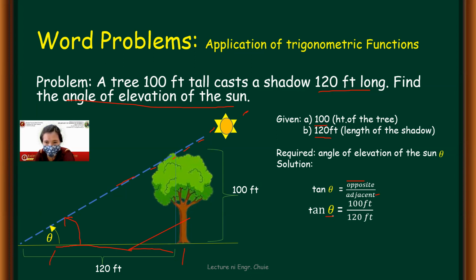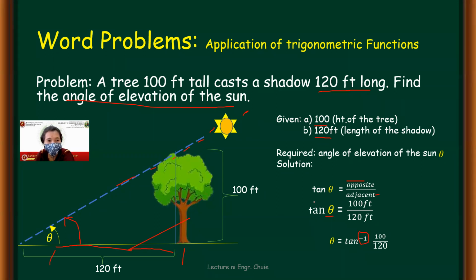So, to get theta, same as the previous question, we are going to take the inverse. Diba? We're going to inverse this one. You just type shift, same as before, shift tan, the tangent inverse. This will become theta. So you have here theta equals the tangent inverse of 100 over 120.